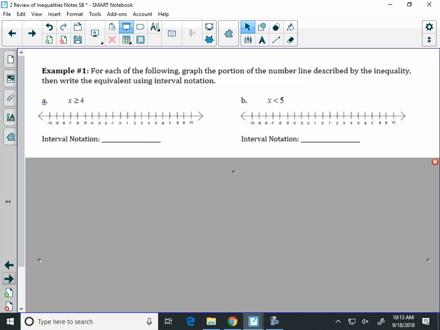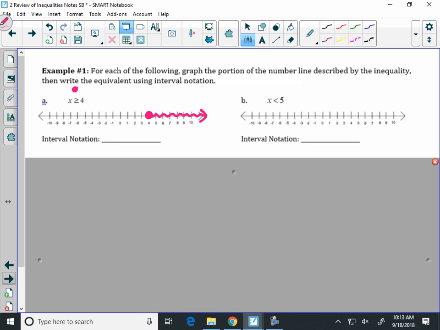So example 1 in A, it says x is greater than or equal to 4. Because we have a greater than or equal to, just like we talked about in that box above, we're going to put a closed dot at 4. Then you have to think about where the x's or the other numbers are greater than 4. Well, all the numbers greater than 4 are out to the right. So you're going to shade in the right side of your graph.